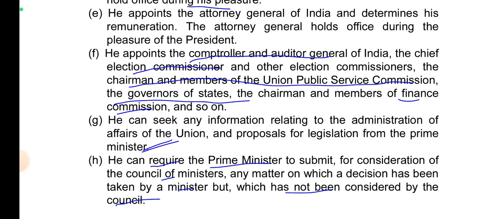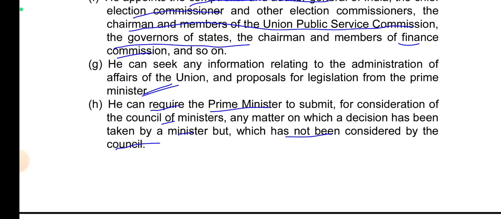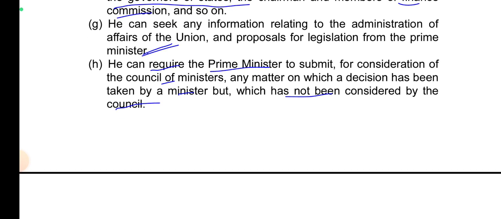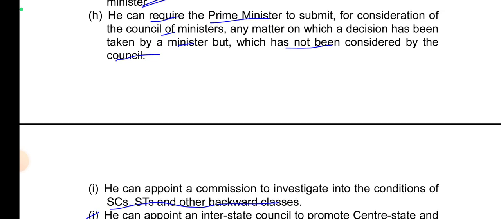He appoints the Comptroller and Auditor General of India, the Chief Election Commissioner and other election commissioners, and the chairman and members of the Union Public Service Commission, the governors of states, the chairman and members of Finance Commission, and so on. He can seek any information relating to the administration of affairs of the Union and proposals for legislation from the Prime Minister. He can require the Prime Minister to submit for consideration of the Council of Ministers any matter on which a decision has been taken by a minister but which has not been considered by the Council.